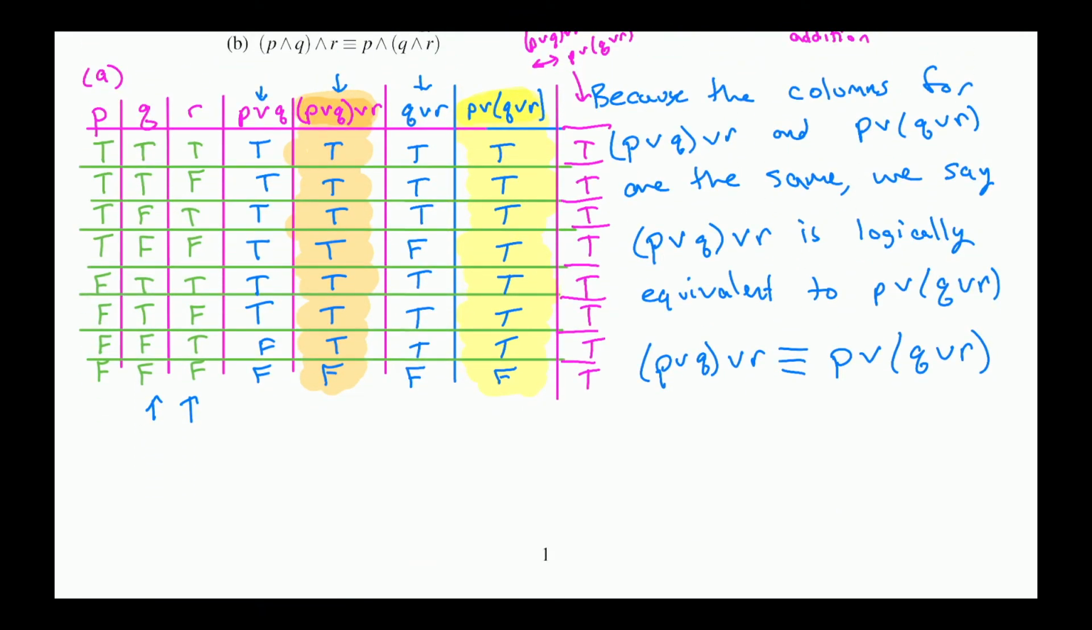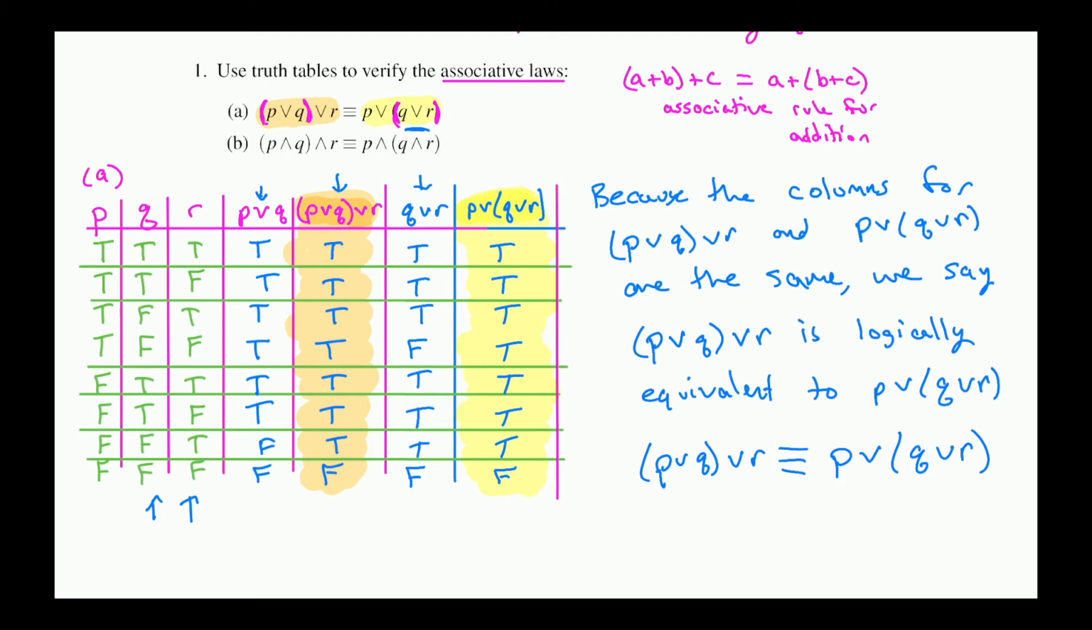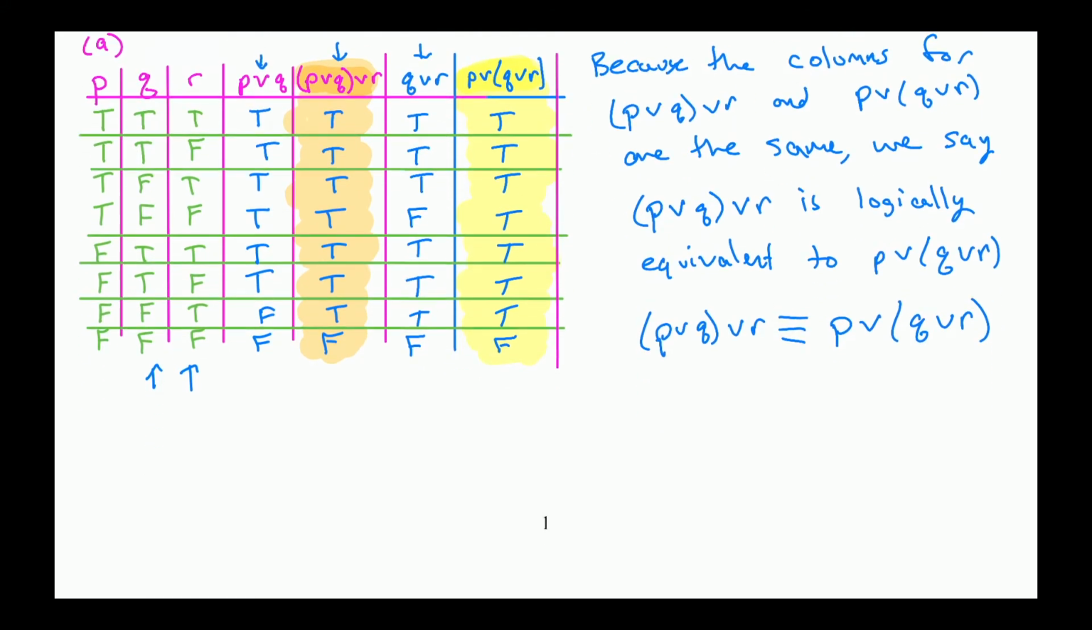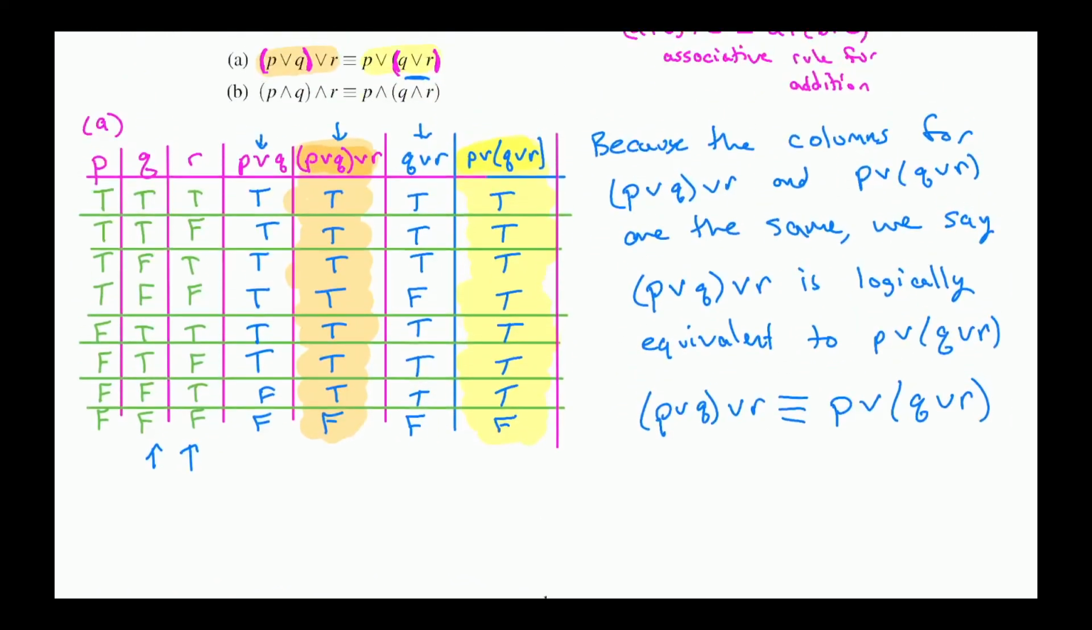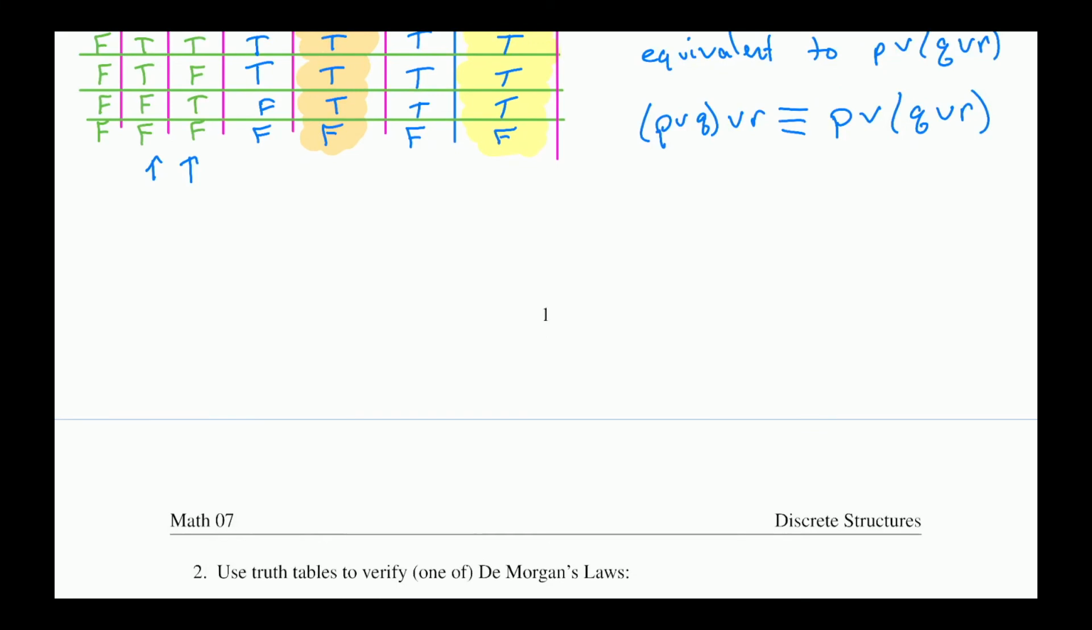But you don't need to do that. You just need to back it up and say, if the columns are identical, then the two columns are logically equivalent. All right. So there you go. That's how you check that two things are logically equivalent. So you make the truth table for both of them and make sure the truth tables are the same. Okay.